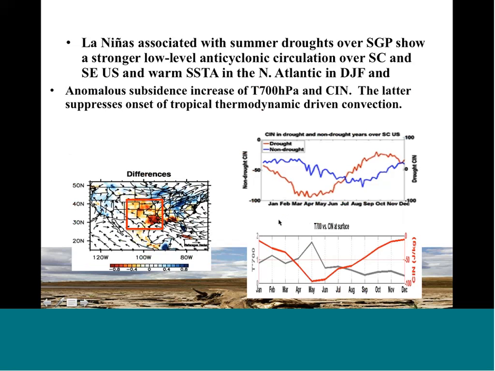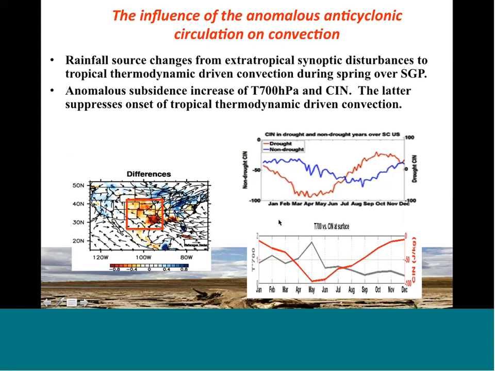So how does this anomalous anticyclonic circulation influence rainfall? I would like to point out this anticyclonic circulation could be a result of increased rainfall to the east of the eastern U.S. as a result of warmer SST anomaly over the Atlantic Ocean.